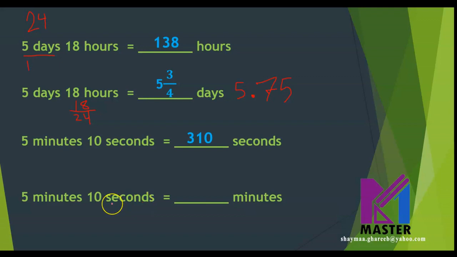The 10 seconds as a fraction of the minute, so it will be 10 over 24. No, it will be 10 over 60, because there are 60 seconds in a minute. It's a very easy fraction. When you put it in the simplest form, by dividing up and down by 10, you will get 1/6. So I can write it as a mixed number, 5 1/6 minutes.